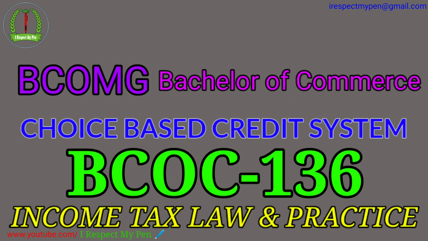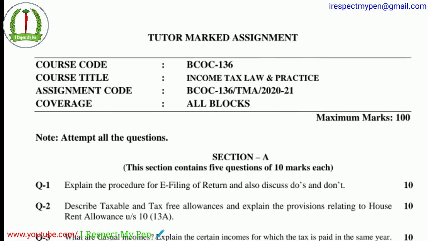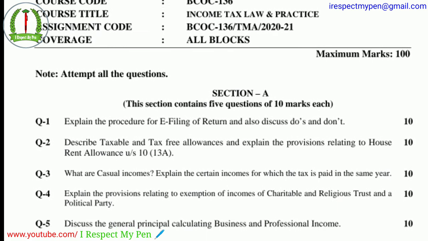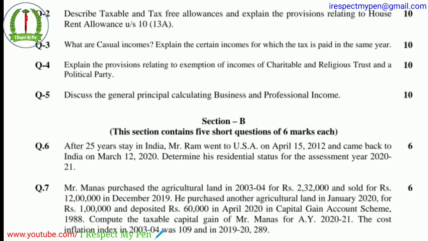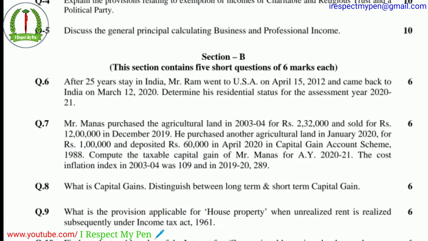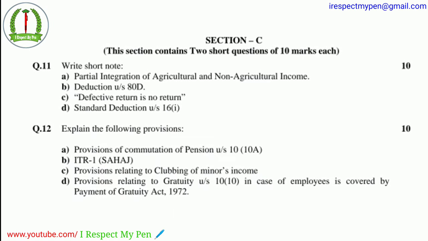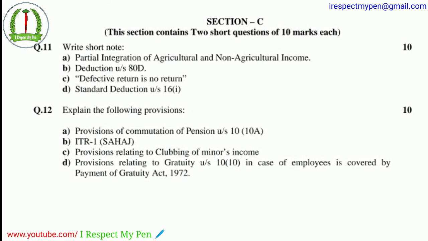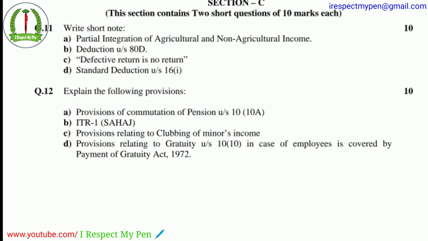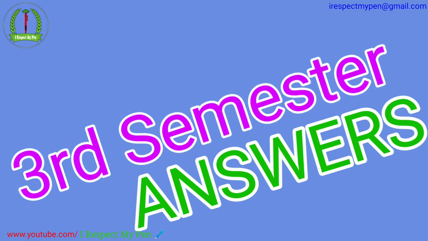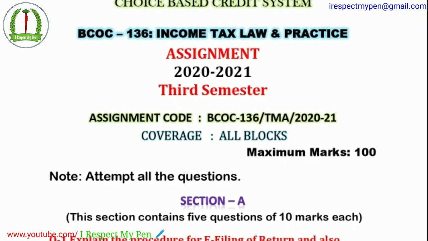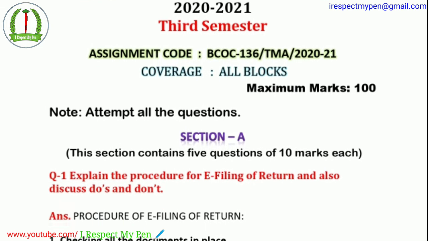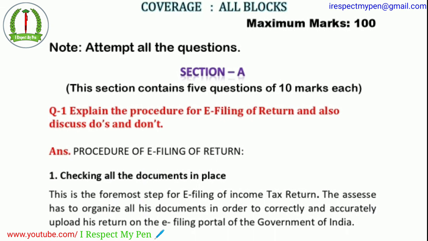Dear sincere learner, we are uploading a solve assignment for BCOMG, Bachelor of Commerce, Choice Based Credit System, Third Semester. The course code of assignment is BCOC 136. The title of assignment is Income Tax Law and Practice. There are 12 questions in a question paper of an assignment, which is divided into three sections A, B and C. A candidate has to solve all these questions.